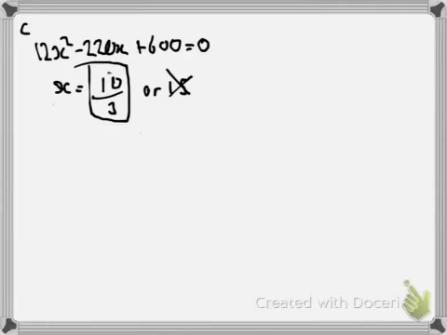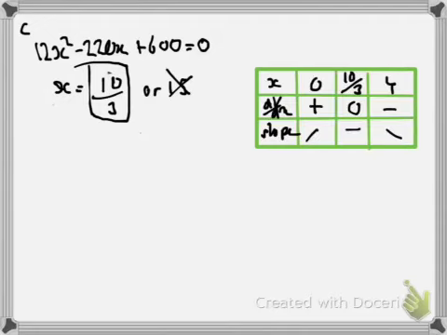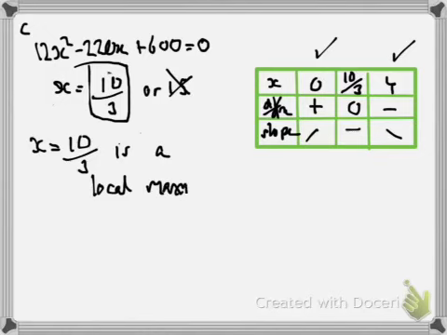Let's look at that. We need to make up a gradient table to show that, so we'll do that right now. Just to save a bit of time, I've put two values to the left and one value to the right of 10 on 3, and we've got our required slope there. So x equals 10 on 3 is a local maximum because we've got the pattern plus, 0, negative.